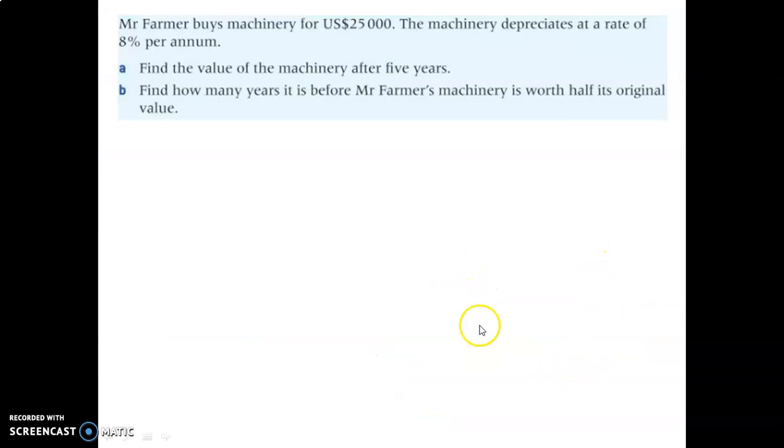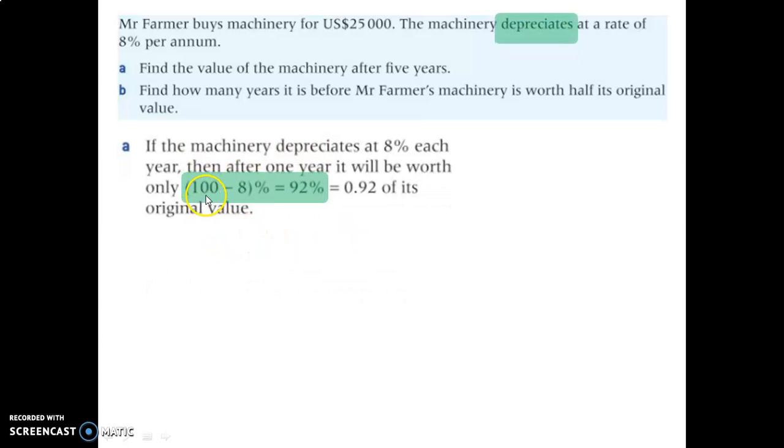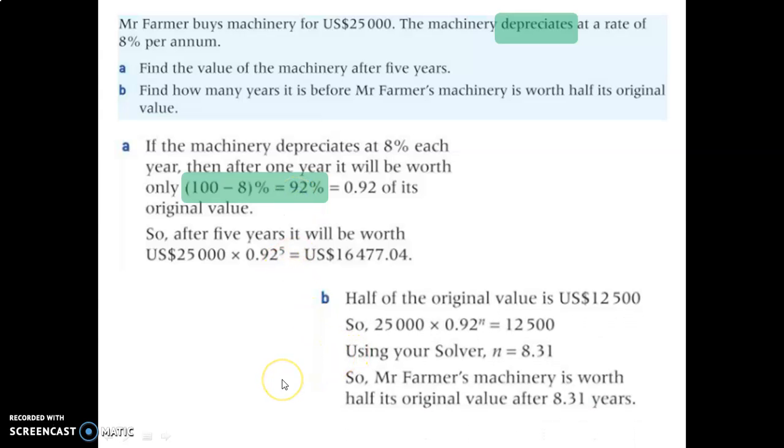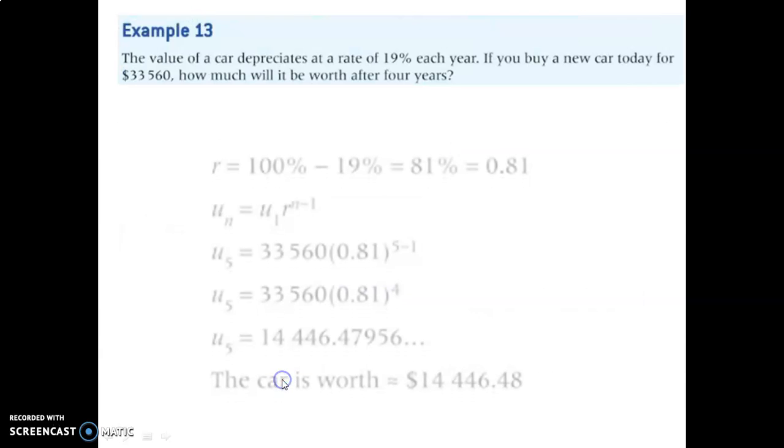Okay, another one. Let's talk about depreciation. Depreciation means you are losing money. So check it out. Instead of adding to 100%, we subtract. So we have a 92% multiplier, and there's our work for that one and that one. Check your work carefully. Let's try another one. Try this one and check your work.